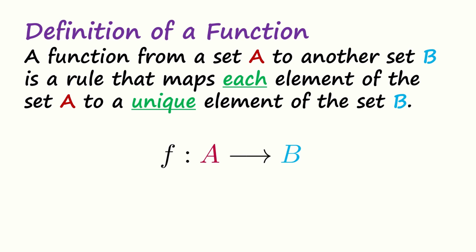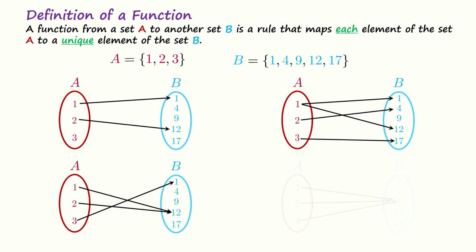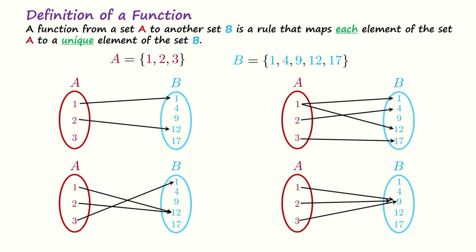The second point is that each element of set A must be mapped to a unique element of the set B. Let me explain this with examples. We have two sets A and B. Set A has 3 elements and the set B has 5 elements. We have 4 different mappings. First, we will discuss which of the 4 mappings are not functions.